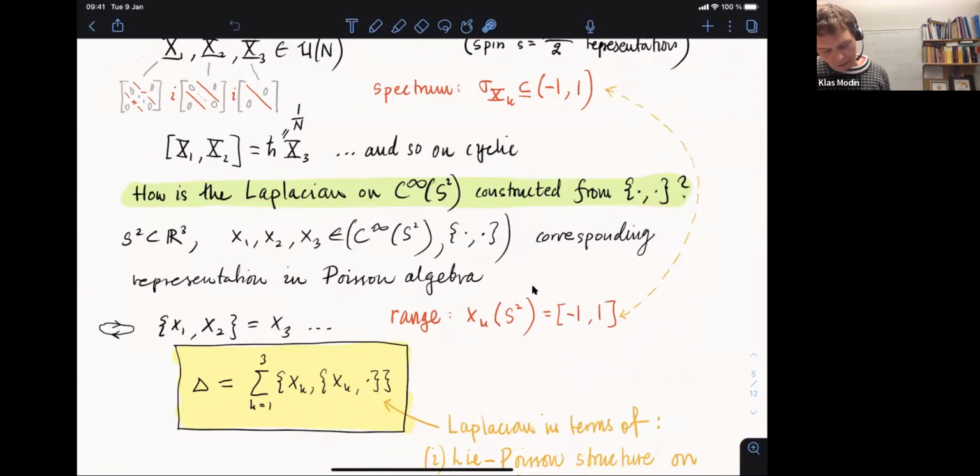And the way you do it is like this. You start with some generators, and these are in fact, again, a representation of SO3. And the generators are just the coordinates. So you think of S2 as embedded in R3, and then you have these coordinate functions, X1, X2, X3. That's a representation of little so3. Okay, it fulfills these requirements here. And of course, by construction, the range of these functions is -1 to 1.